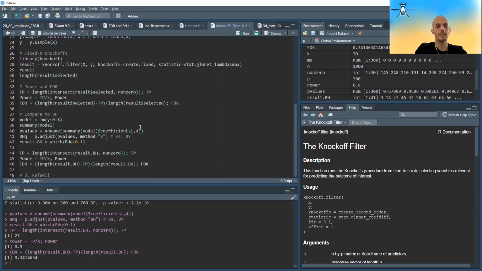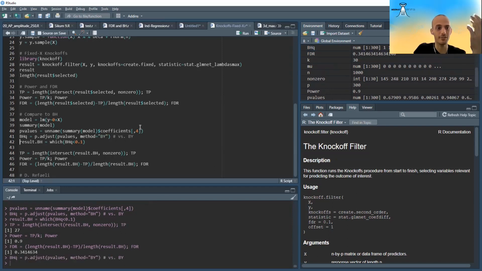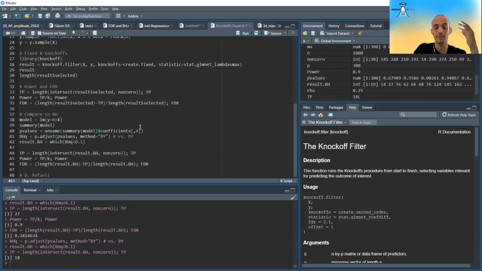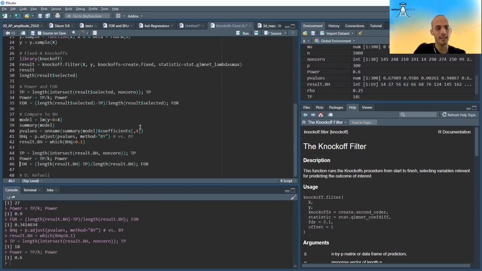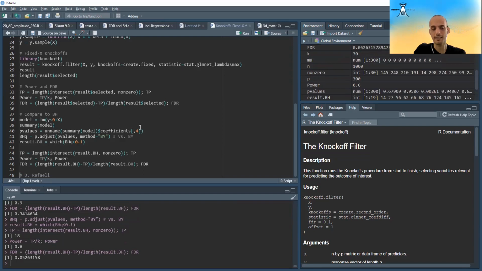So let's use the Benjamini-Yekutieli now and see if there's any difference. Okay, so we see we went down to only 18 discoveries, and the power went down to 0.6. Remember, in the knockoffs, we had 0.8. And now the FDR is indeed below 0.1 and 0.05.